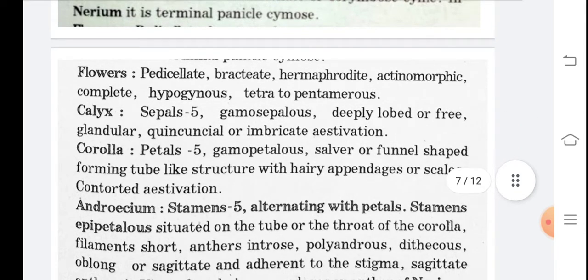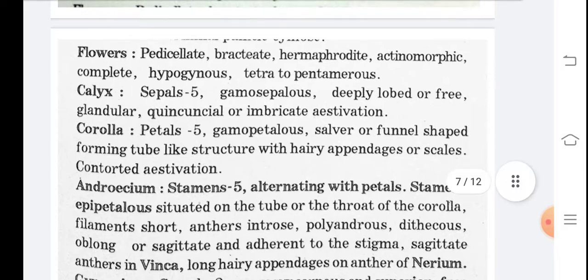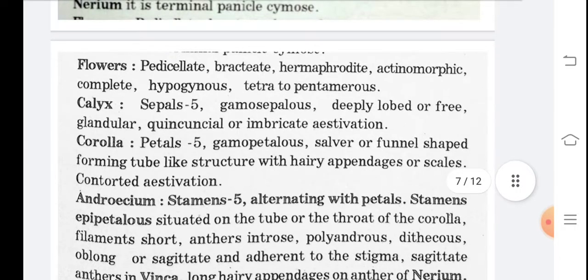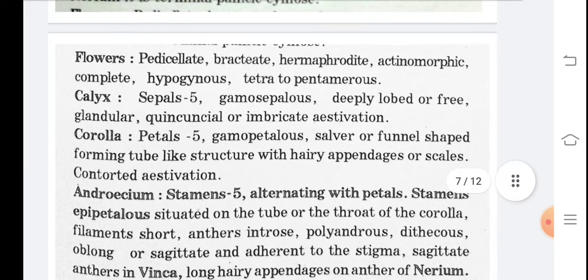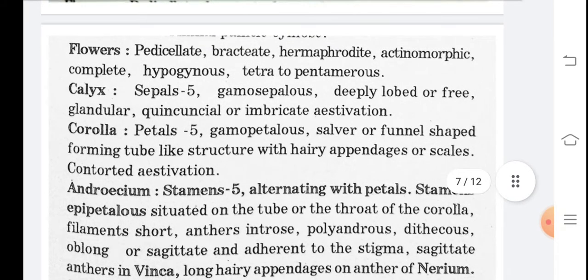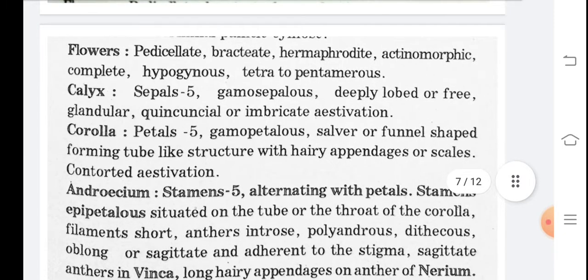Then flowers are pedicellate, bracteate, hermaphrodite, that is bisexual, actinomorphic, that is regular symmetry, complete stamens and gynoecium present, hypogynous, all floral parts develop below the ovary, and tetra or pentamerous, 4 or 5 sepals and petals. So it is pentamerous. Generally sepals are 5, gamosepalous, that is fused, and the quincunxial or imbricate estivation.